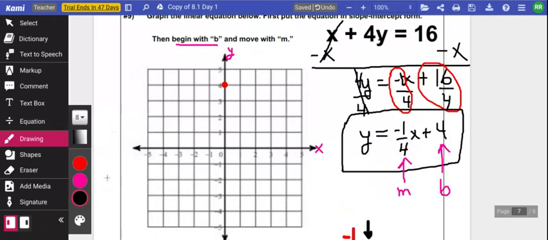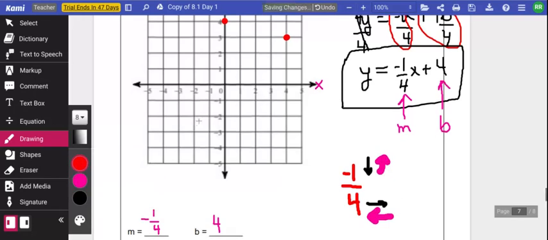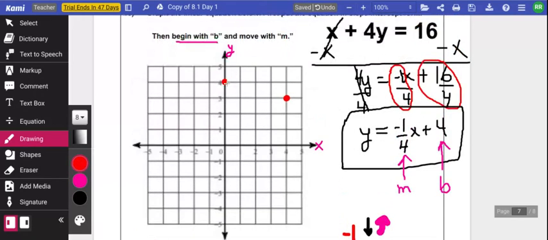Okay? So here's B. I'm going to go down 1, right 4. 1, 2, 3, 4. Now remember, I can change the direction of both arrows to put a dot on the same line. And instead of going down and to the right, I can go up and to the left. Let's try that and put a dot on that same line, up and to the left from this B right here. So up 1, left 4. 1, 2, 3, 4. Okay, and that should be on the same line.